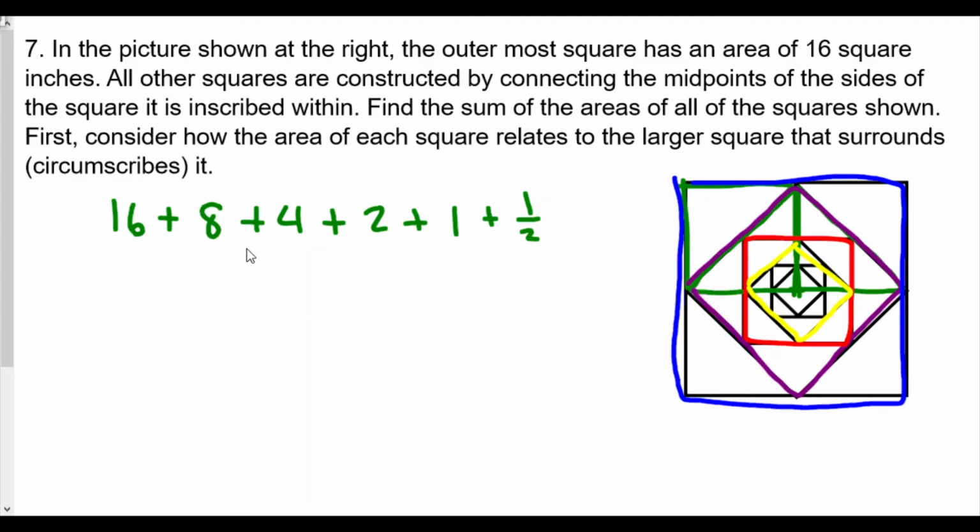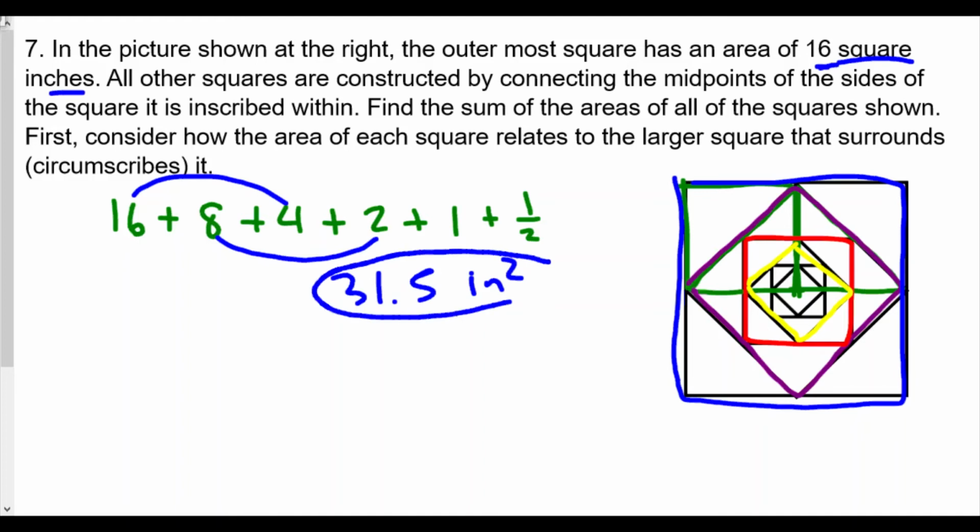And so we can add these together. All right, this is totally okay. We can add them together. I would group them the following way: 16 plus 4 is 20. 8 plus 2 is 10. So I have 31.5 as my sum. And that would be square inches, because it's 16 square inches for the first one.